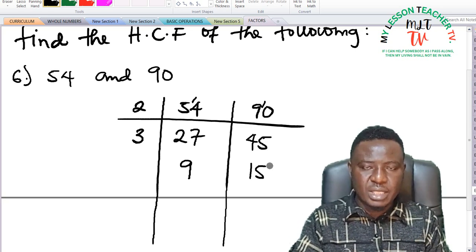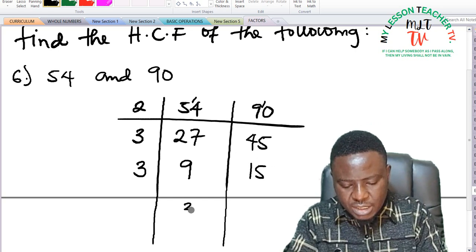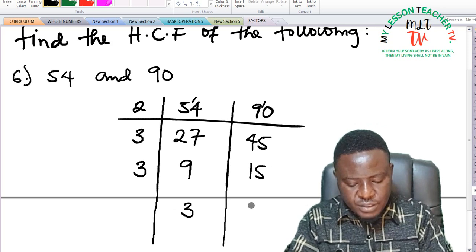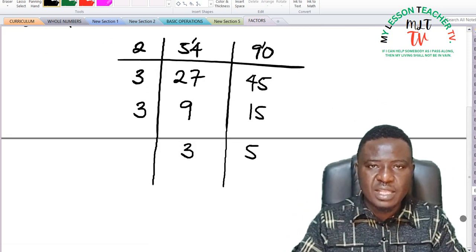These are still divisible by 3. So 3 into 9 is 3. 3 into 15 is 5. But at this point, there is no common factor that can divide 3 and 5.